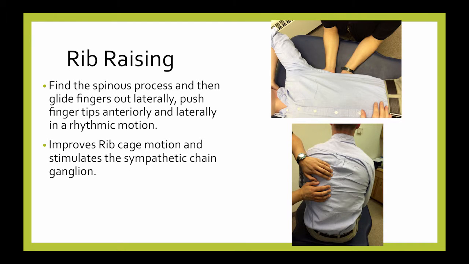Rib raising. Everybody loves rib raising, and this is a great technique. Remember, with rib raising, you go to the spinous process and just go lateral, because what you want to do is make sure that your fingers are on that sympathetic chain ganglia. And so doing rib raising, this helps to improve rib cage motion. It also stimulates the sympathetic chain ganglia, which can help to augment breathing by helping to stimulate the lymphatics to flow. And with the lymphatics flowing, then you get your immune system going even more.